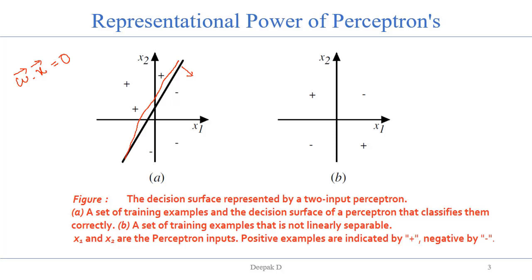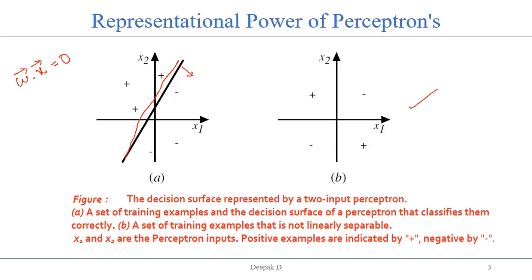Here is the decision surface represented by a two-input perceptron. The first diagram represents a set of training examples and the decision surface of a perceptron that classifies them correctly. And in the second picture you can see a set of training examples that is not linearly separable.